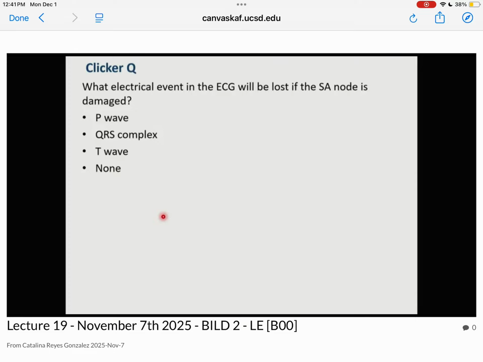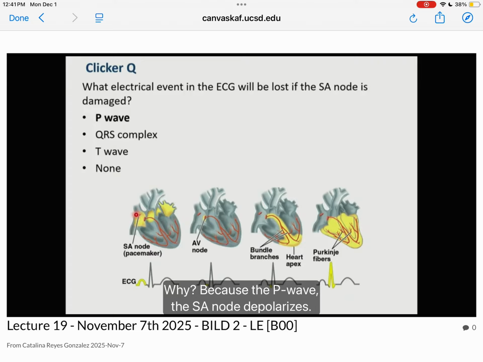P wave, how many hands? Okay. QRS? T wave? None? Okay. See, you guys knew it, P wave. Why? Because in the P wave, the SA node depolarizes. Even though in the ECG we're not measuring the depolarization of the SA node or AV node or bundle of His or Purkinje fibers, this depolarization is going to start spreading to atrial contractile cells. So if the SA node is damaged, the event that would be lost is the P wave, because this depolarization won't be initiated and you won't have that depolarization of the cardiac contractile cells of the atria.